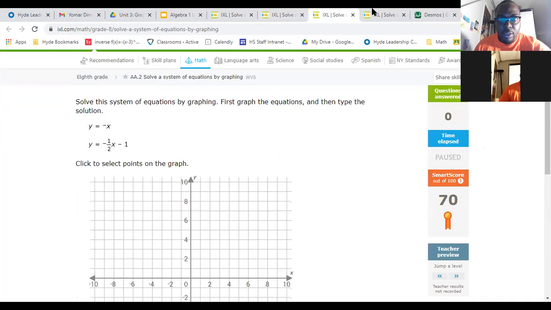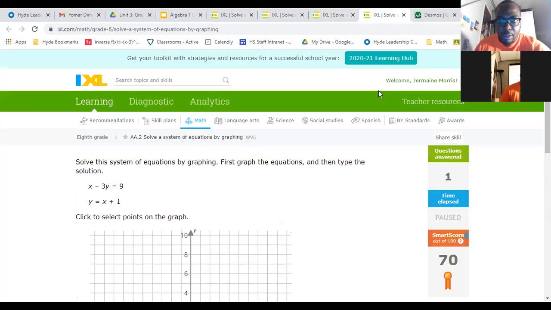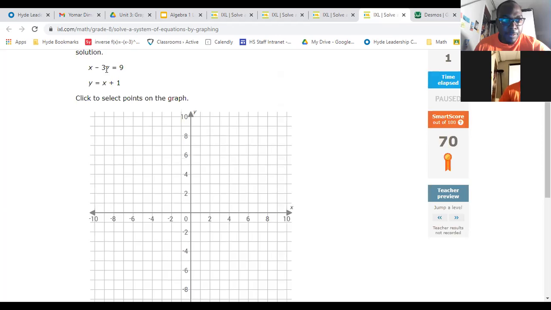So let's look at a problem like this. If you have a problem like this, one of the things that you can do is you will have to rearrange this because it's not in the form y equals mx plus b. So you'll have to rearrange it and then graph it. Or what you could do is we could take this equation and put it directly into Desmos.